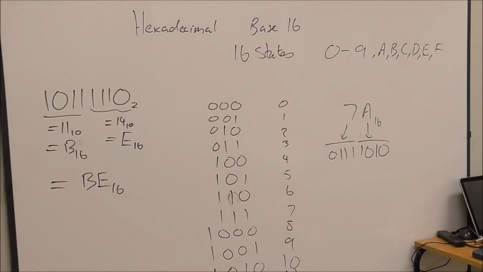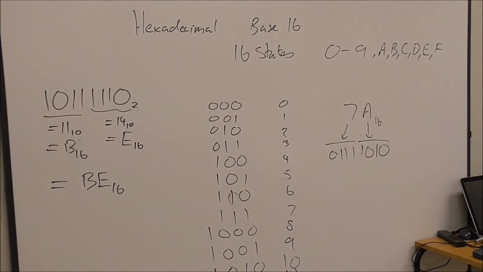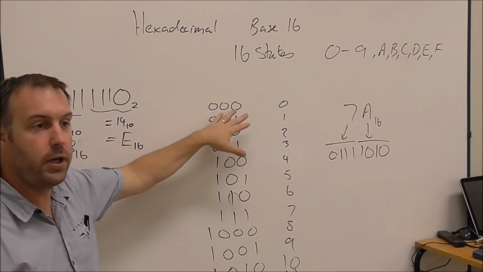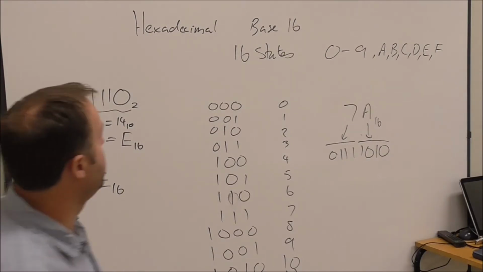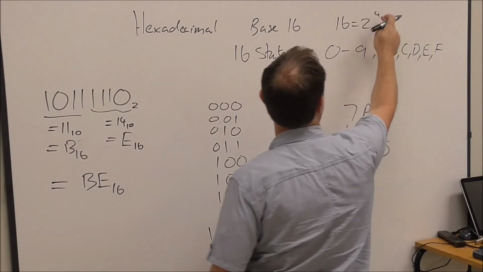Okay, so I can convert from hexadecimal to binary or binary to hexadecimal in a very, very similar way that we did with octal. Octal was groups of 3, hexadecimal was groups of 4. Okay, so remembering 16 is equal to 2 to the power of 4, so that's how many bits I need.